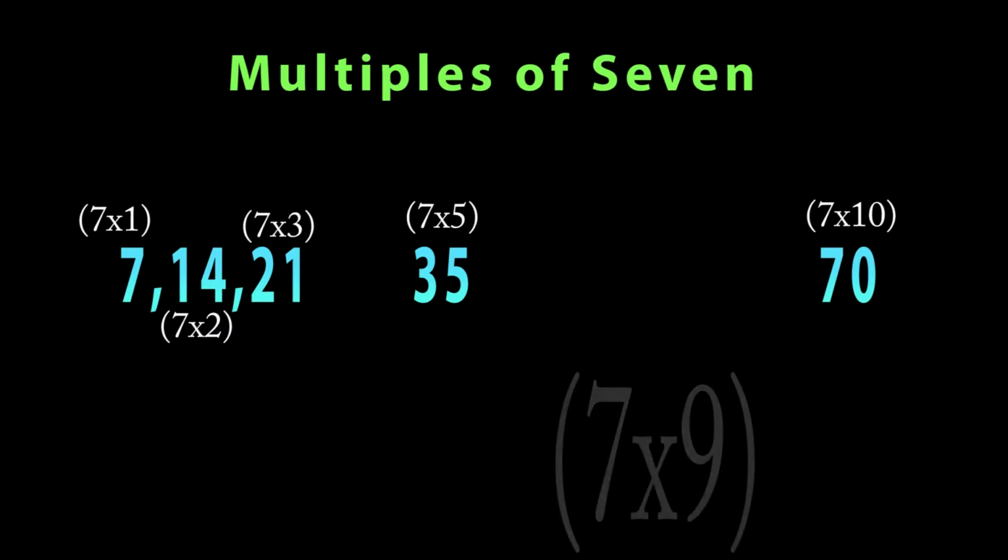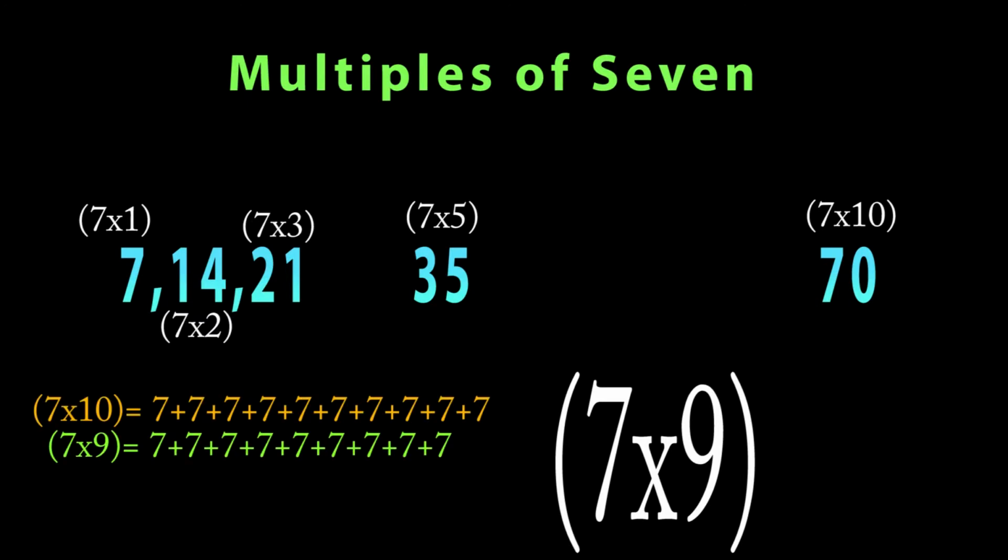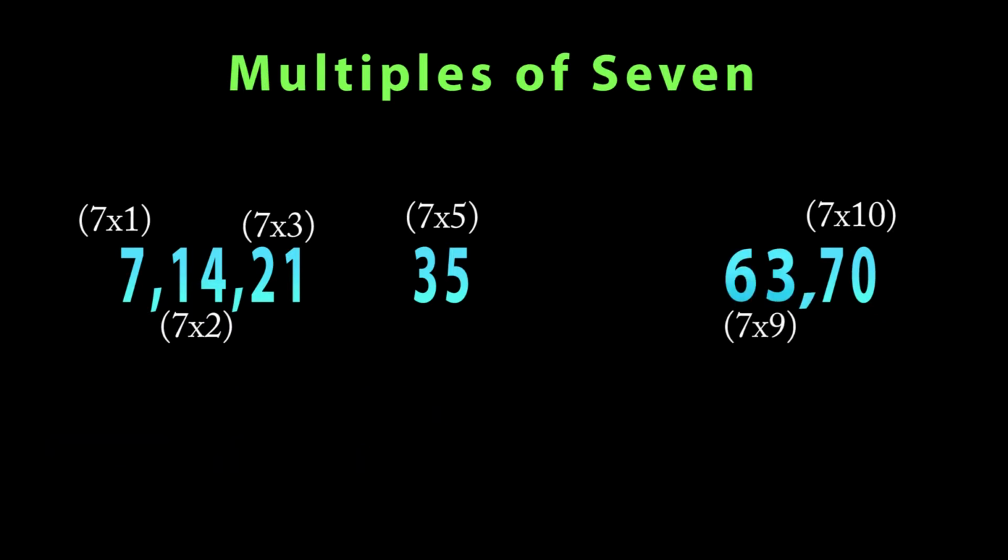Let's find the product of 7 times 9. We know that 7 times 10 is 70, which is 10 groups of 7. Therefore, we know that 7 times 9 is 9 groups of 7. And since 7 times 10 is 70, we could simply subtract 7 from 70 to find 7 times 9. When we remove one group of 7 from 70, we find that the product of 7 times 9 is 63.